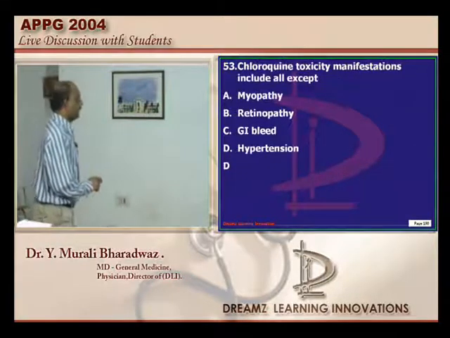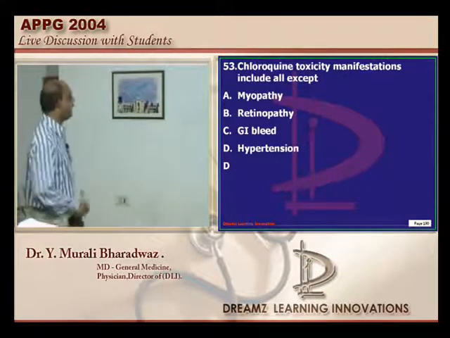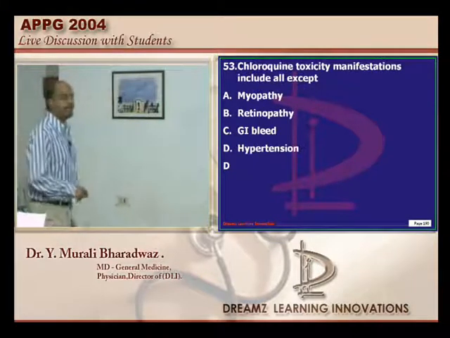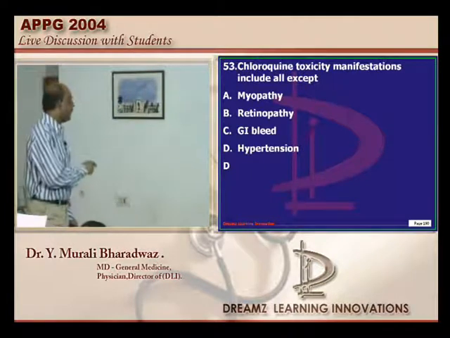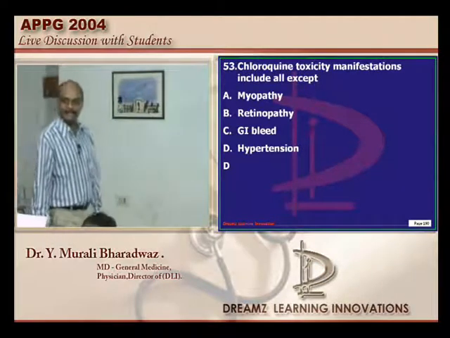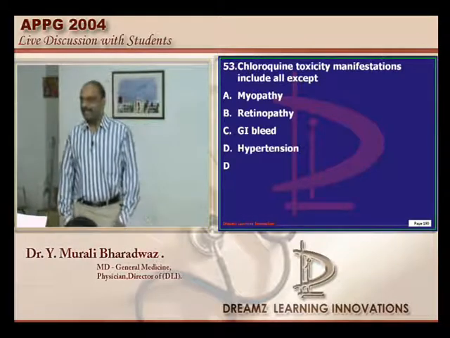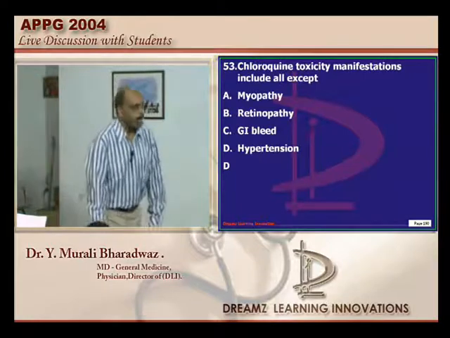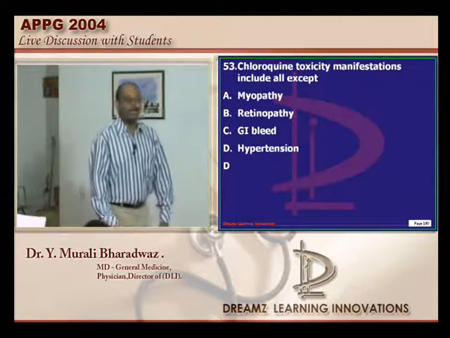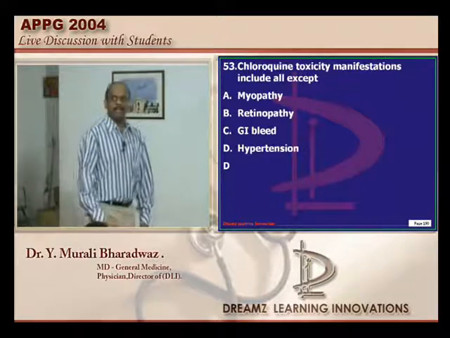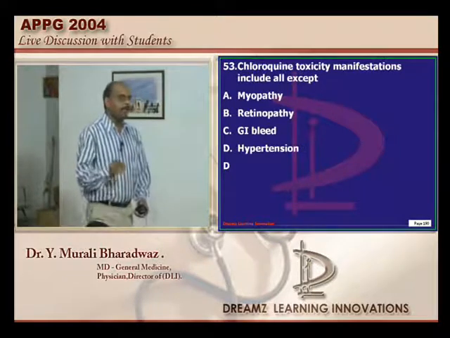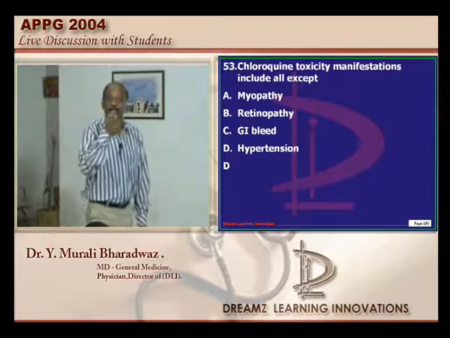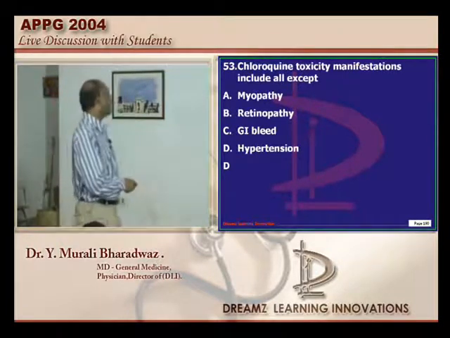Now let's go to the next question. Chloroquine toxicity can cause myopathy, retinopathy and GI bleed. But I am treating a patient for malaria with chloroquine. Do you expect that he will get retinopathy because of that? Otherwise, chloroquine is used for a long period of time for which indication, doctor? In rheumatoid arthritis you can use chloroquine, and similarly if there is a patient with limited inflammatory arthritis, you can use chloroquine. There you have to regularly check the fundus for chloroquine toxicity.